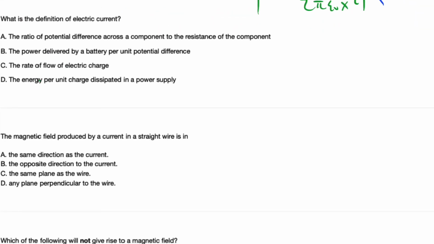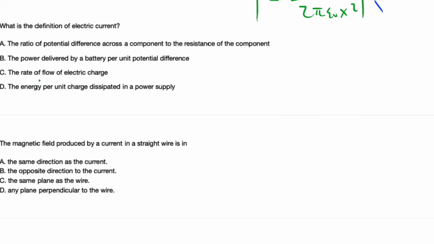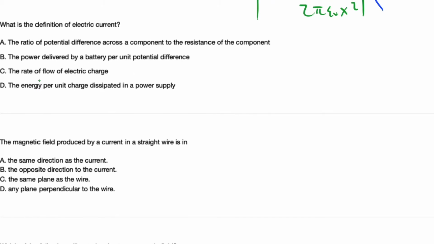What is the definition of electric current? The ratio of potential difference across a component to the resistance of the component, the power delivered by a battery per unit potential difference, the rate of flow of electric charge, the energy per unit charge dissipated in a power supply. So the answer is A.